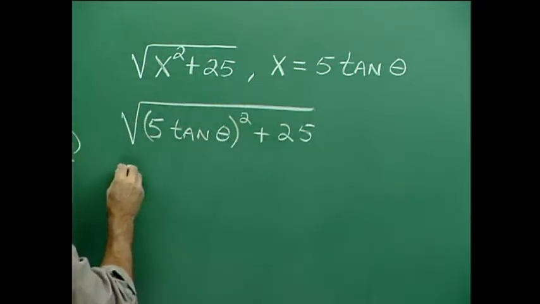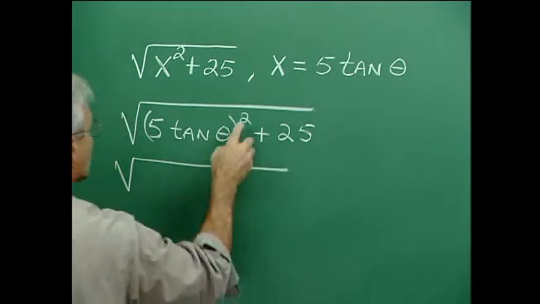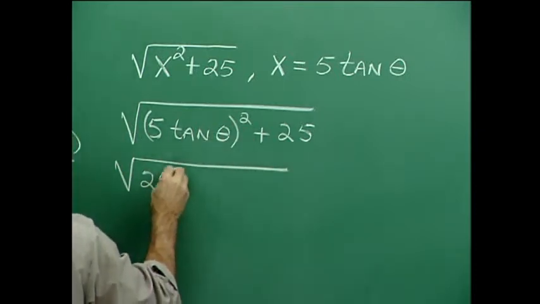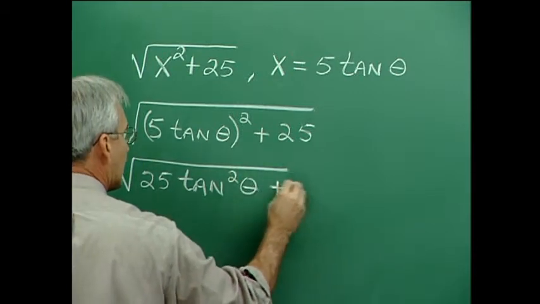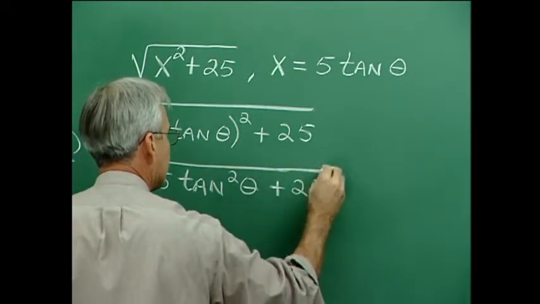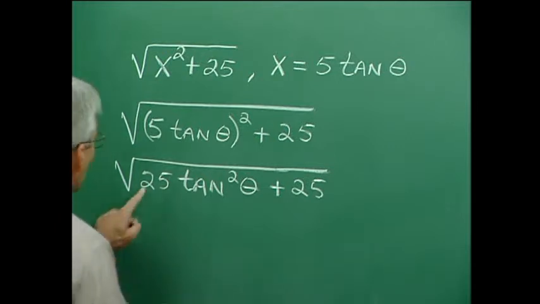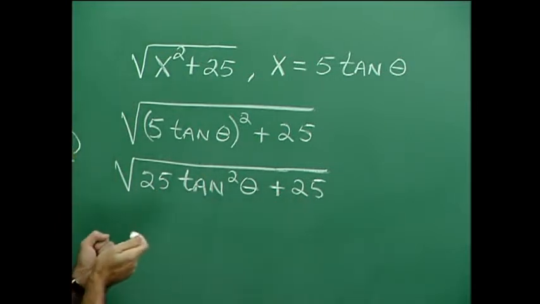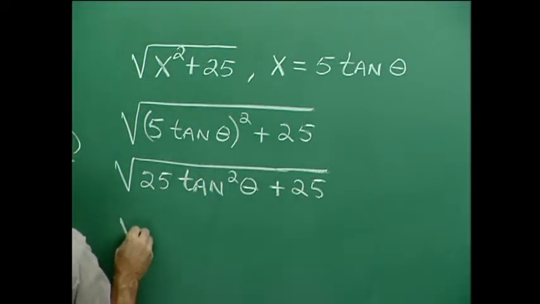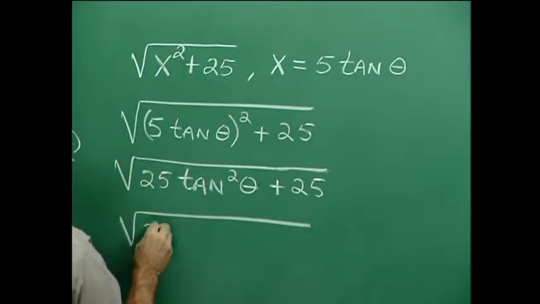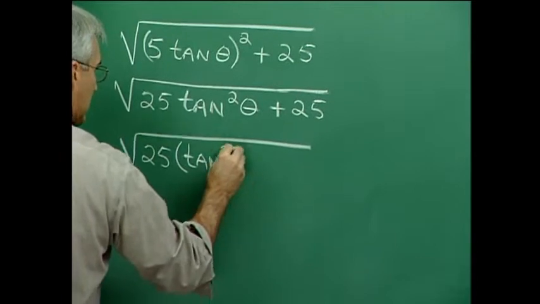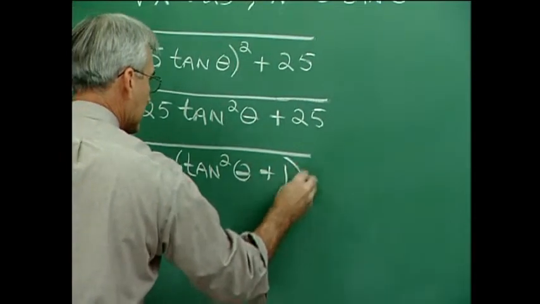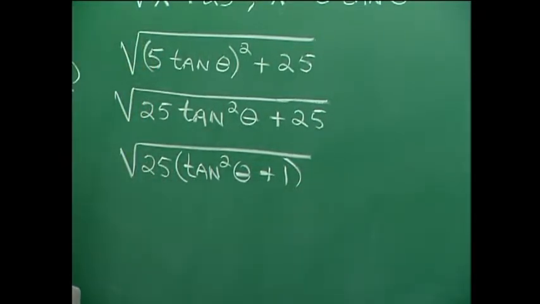Well, let's go ahead and expand here. We have the square root of, let's see, squaring 5, we get 25. Then tangent squared theta plus 25. I see that 25 is in both of these terms, so I can snag out 25 as a common factor. And when I do that, I have, let's see, 25 times tangent squared theta plus 1. And wow, this looks a little familiar. Maybe this is one of the Pythagorean identities.